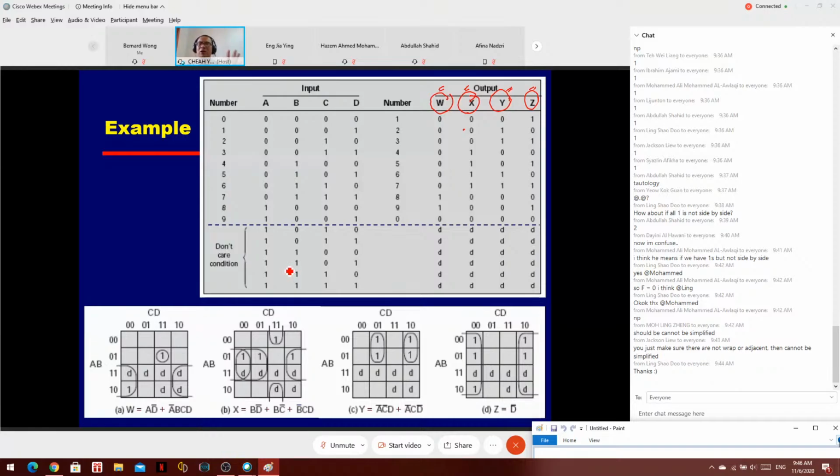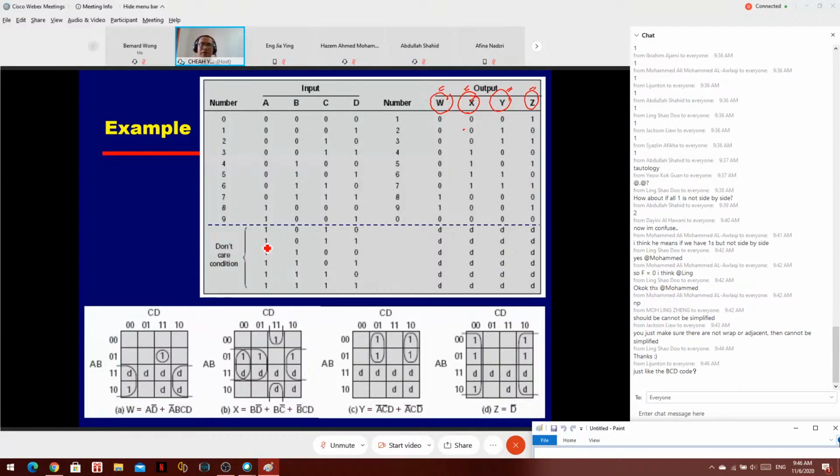Okay, 4 different Karnaugh maps for the 4 different W, X, Y, and Z functions. Okay, and we do the same thing. Okay, let's look for W. So if you look at W, we have two ones, and 1, 2, 3, 4, 5, 6 don't care. So if you look at the Karnaugh map here, we have these two ones, and 6 don't care boxes.